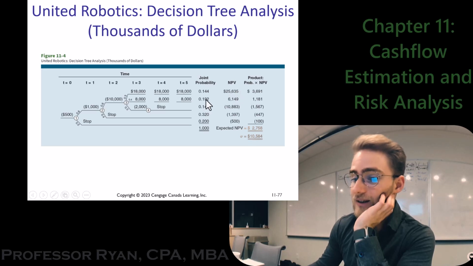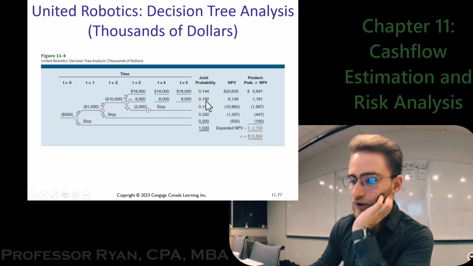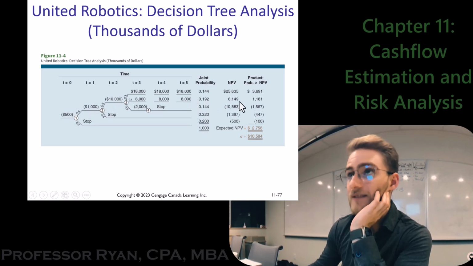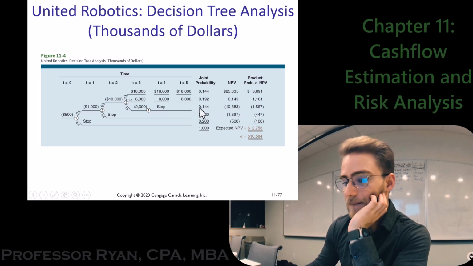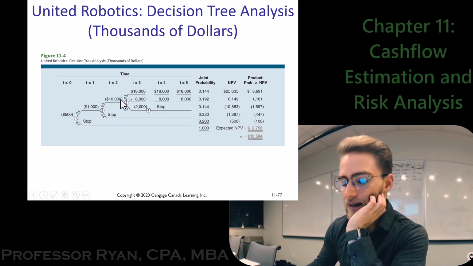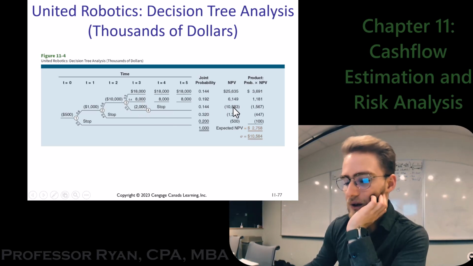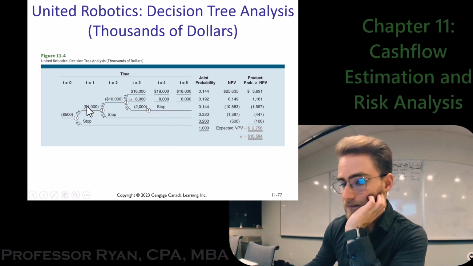$25,000, right? There's a 19% chance, almost 20% chance that I go through all of these investments and make 8,000, 16, 24,000 for a present value of $6,000. There's a 14% chance that I go all the way to time three, lose $2,000 and stop. And if that happens, I have a loss of $10,000.